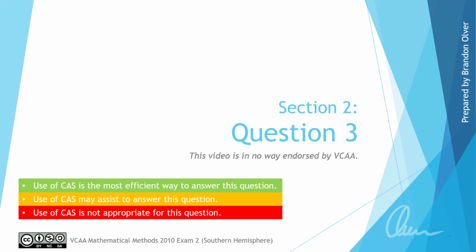And finally, as we progress through this question, you will notice that there are colour-coded boxes to indicate how likely the CAS calculator is to be used efficiently when answering each subpart of the question.